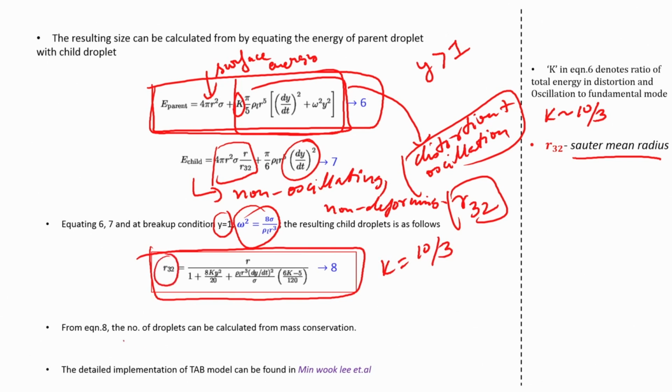So, from this equation, the number of droplets can also be calculated from the mass conservation, because the mass of the parent droplet has to be the same as that of the daughter droplets, right. So, that you can find out, but this will be the radius of each of the droplets.